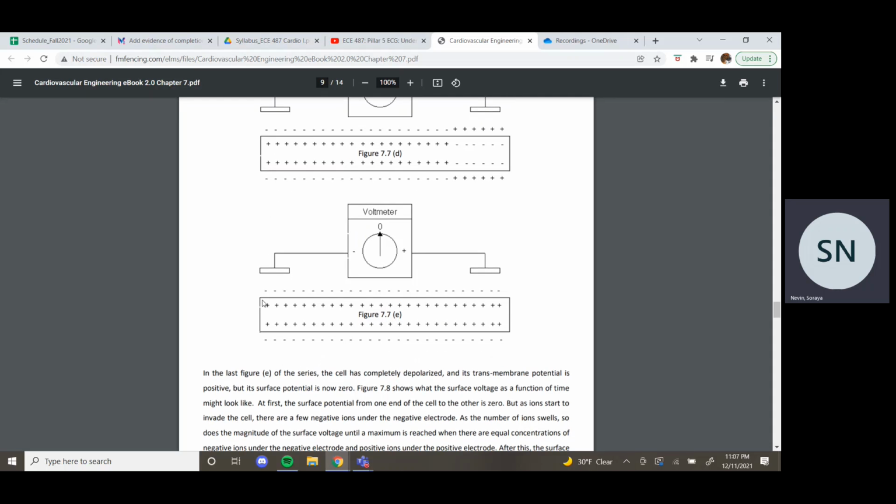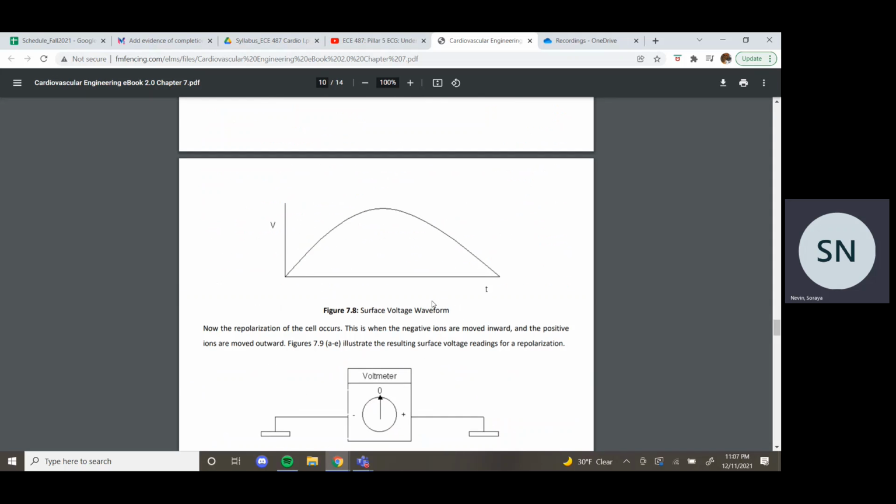Then we have the cell that has been completely depolarized. From this wavefront, we can see that depolarization causes the voltage measurement to come to some peak and then drop off. So we have a positive facing waveform on the surface of the cell.